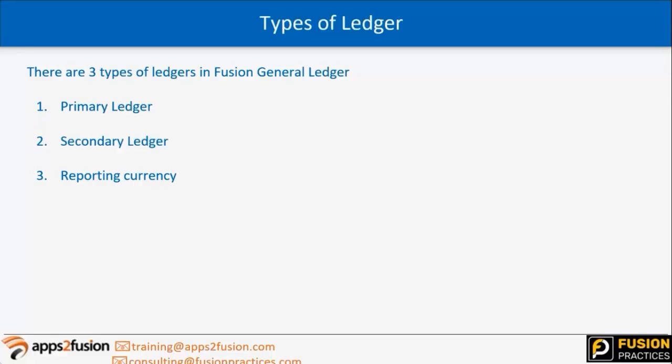Now we have 3 types of ledger: primary ledger, secondary ledger and reporting ledger. We have discussed primary and secondary. So basically, all the entries get posted to the primary ledger. Now, can somebody tell me why you need a secondary ledger? We have already discussed a lot of things about the secondary ledger. So can anybody explain why you need a secondary ledger? What is the business requirement for having a secondary ledger?